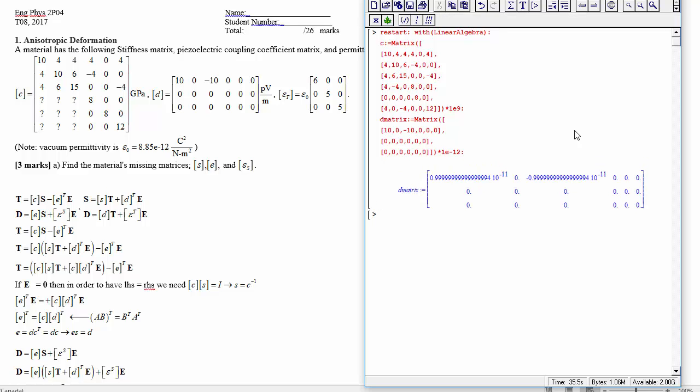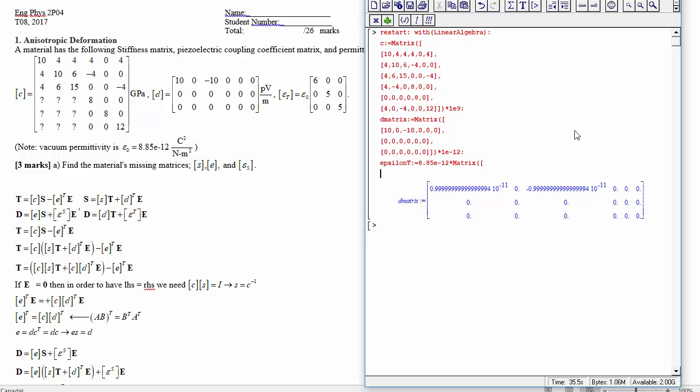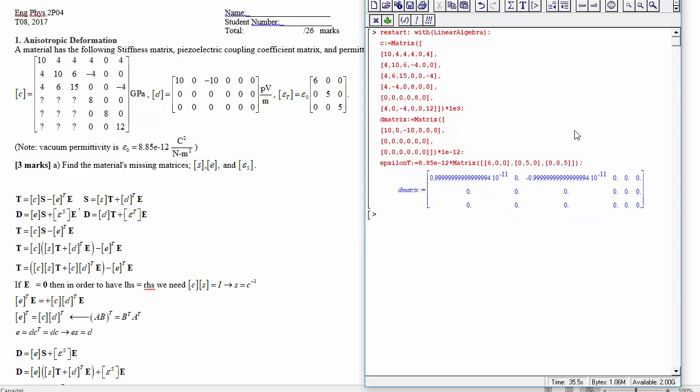And epsilon T is epsilon naught, 8.85 E minus 12, times matrix 600, 0, 0, 5, 0, and 0, 0, 5. That matrix is simple enough that maybe we'll just put it all in one line to save a bit of space.